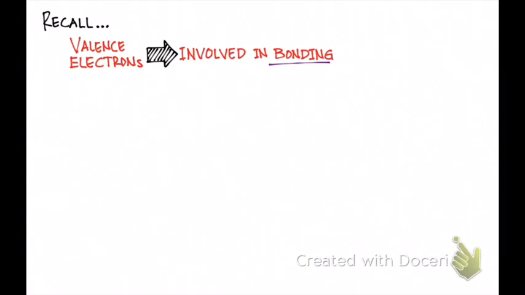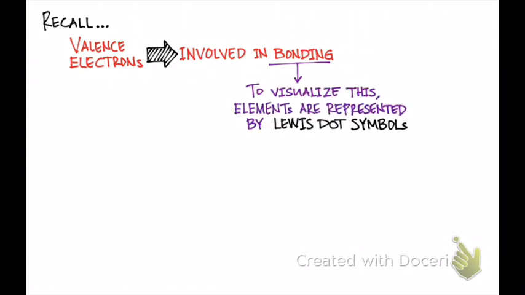Now let's look at valence electrons in terms of bonding. To visualize bonding, elements are represented by what they call Lewis dot symbols. So a Lewis dot symbol is basically the symbol of the element, like for example hydrogen, and then it's surrounded by dots. And that's why they call it Lewis dot symbols. It's a symbol of the element followed by dots. And these dots basically represent the number of valence electrons for that specific element.